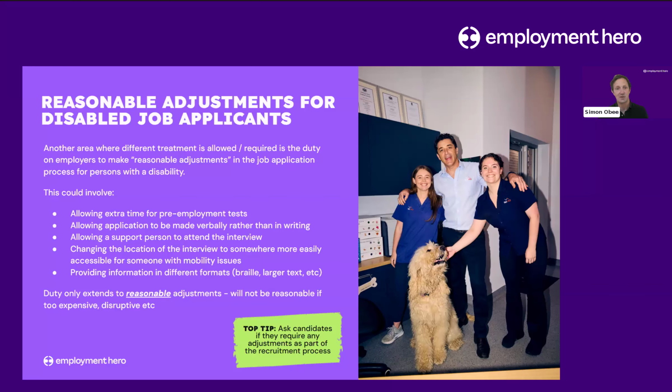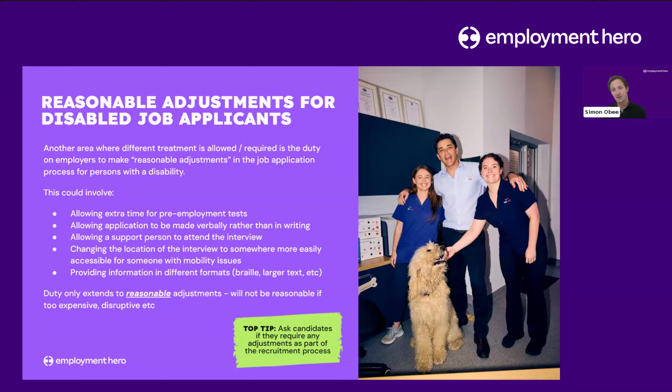Obviously, you have to assess these things on a case-by-case basis. The thing to remember here is that your duty to make reasonable adjustments in the recruitment process only extends insofar as those adjustments are going to be reasonable, and that will be impacted by the size of your organization and the resources you have available to you. If making that adjustment would be too expensive or too disruptive to how you conduct your business, then it's not going to be a reasonable adjustment. But it is something that you need to think about, as I say, on a case-by-case basis.